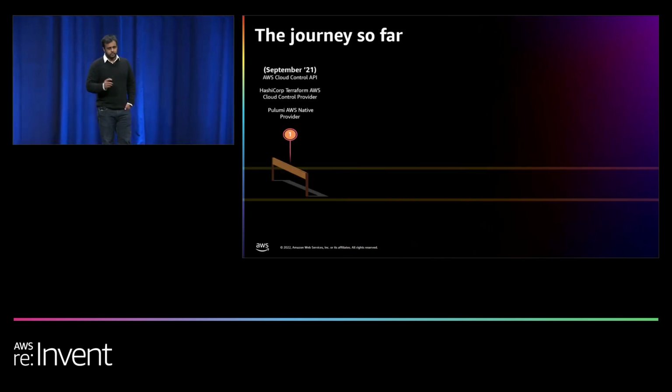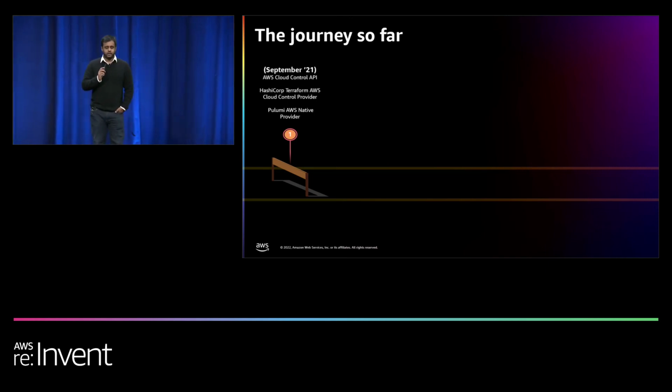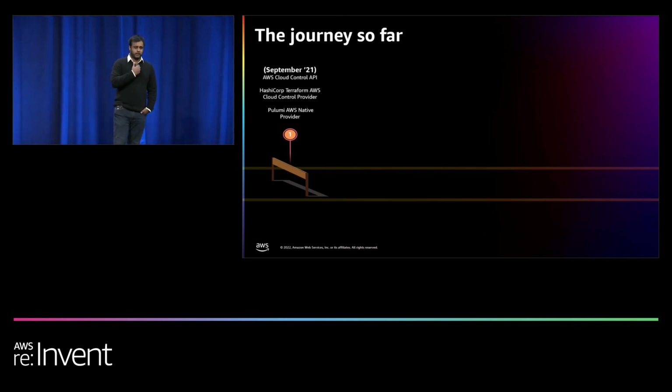First and foremost, September 30th, 2021, we announced Cloud Control API, and along with us, we had HashiCorp Terraform integrate to create the Terraform AWS Cloud Control Provider, along with Pulumi, we integrated to create the AWS Native Provider.